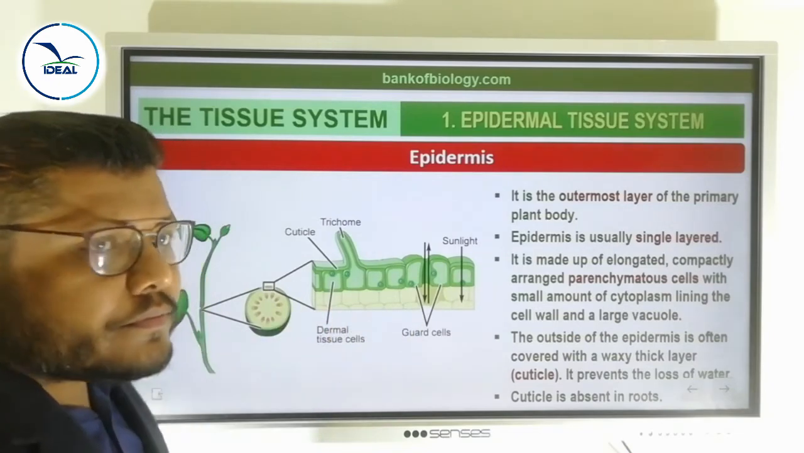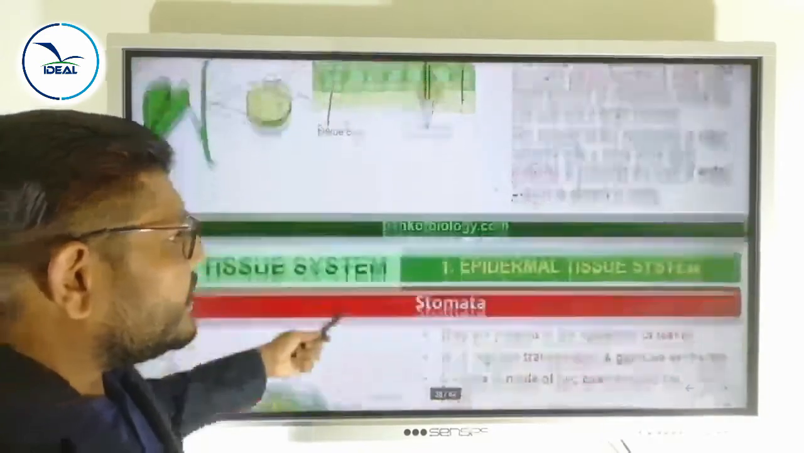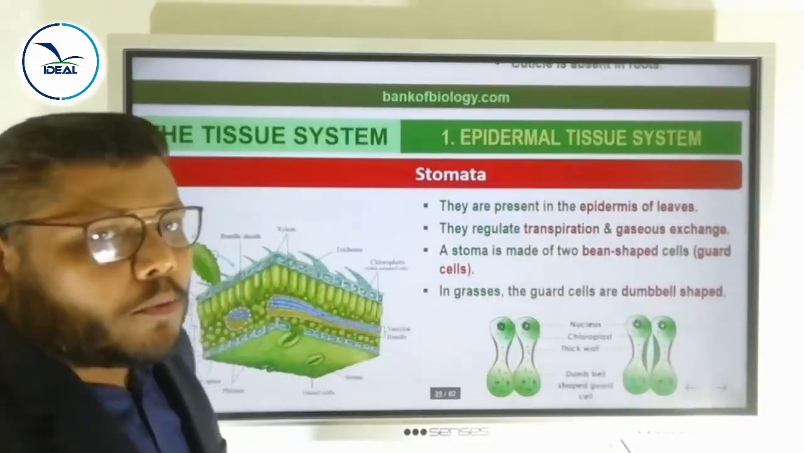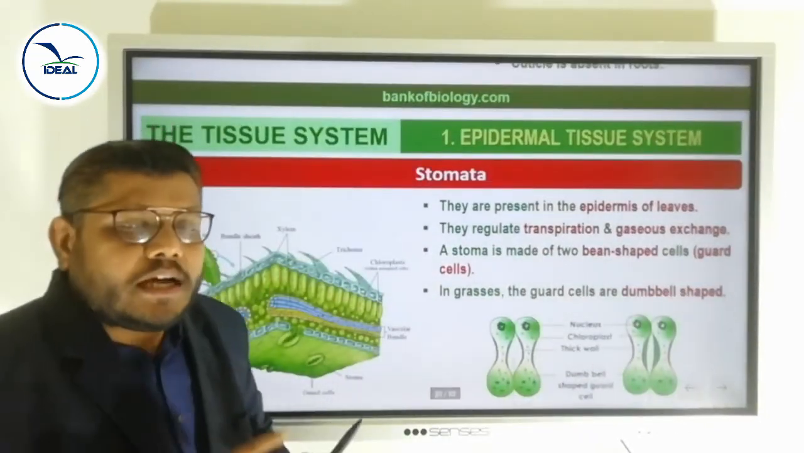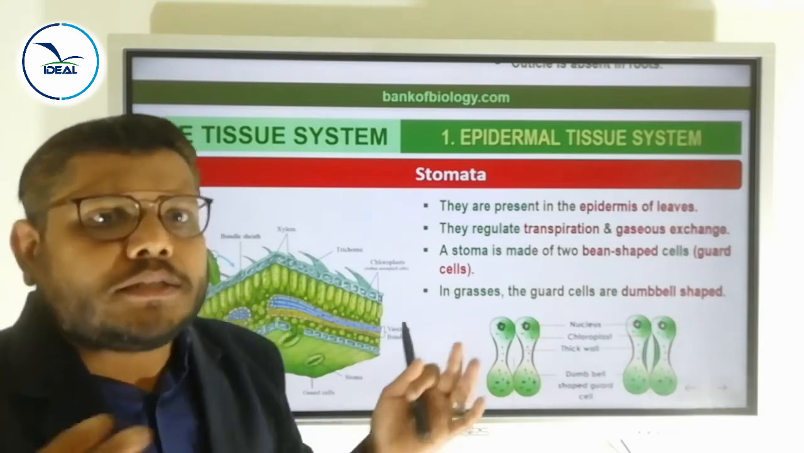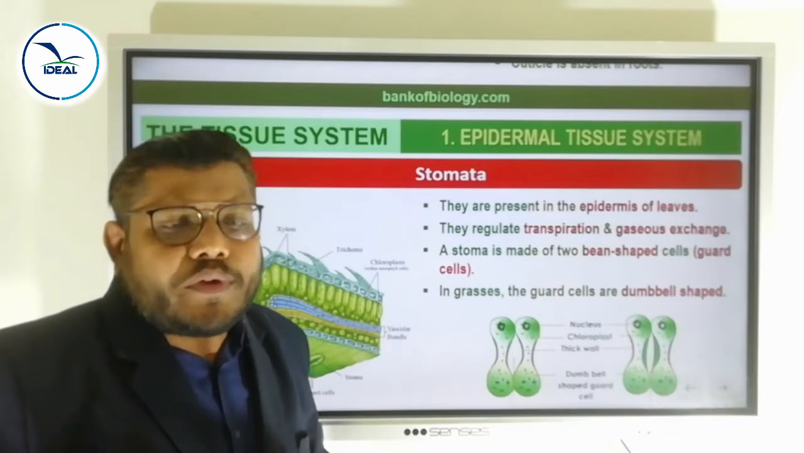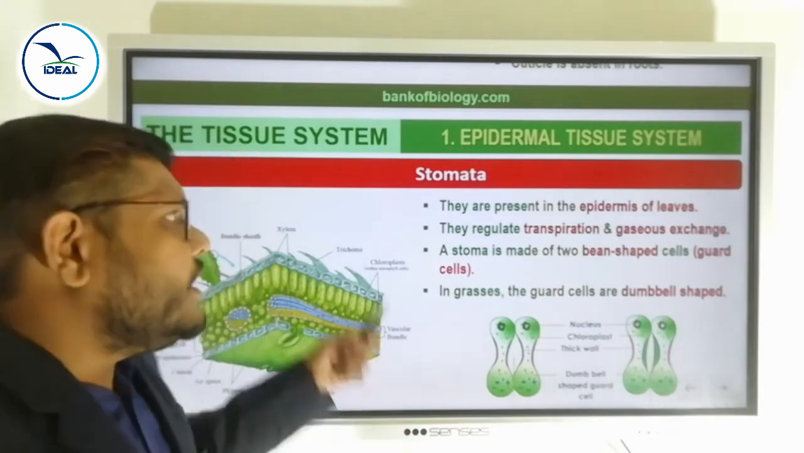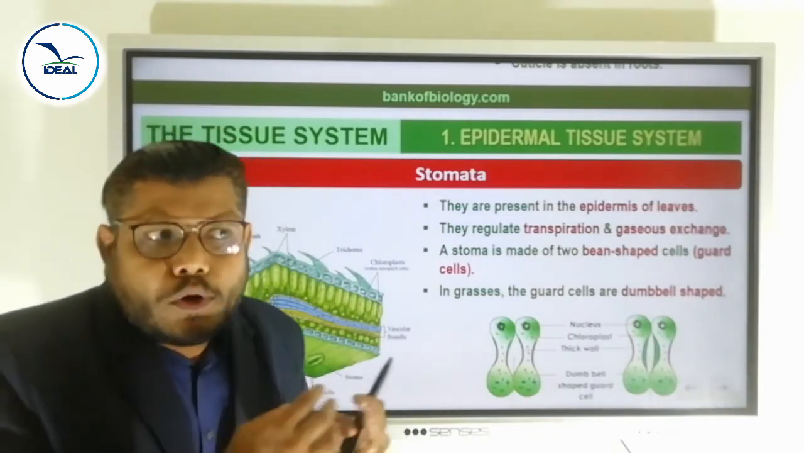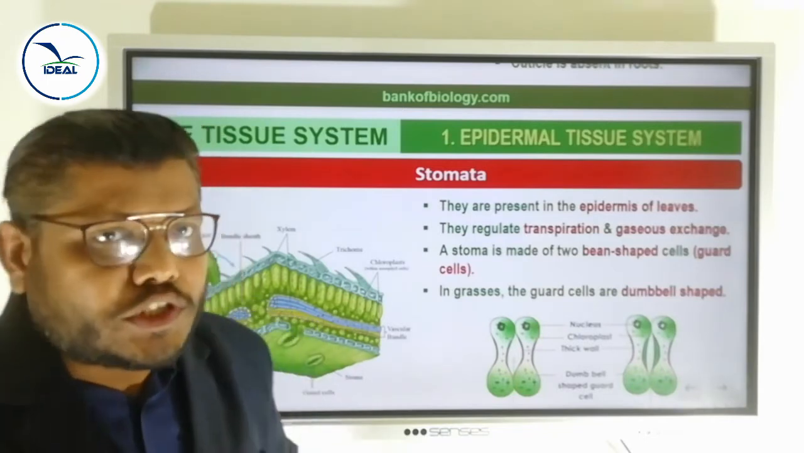Okay. Then the next part is called stomata. Stomata, epidermis, epidermal appendages: all together we call it the epidermal tissue system, or the dermal tissue system. Next one, stomata. From small classes onwards you have been studying about the stomata.